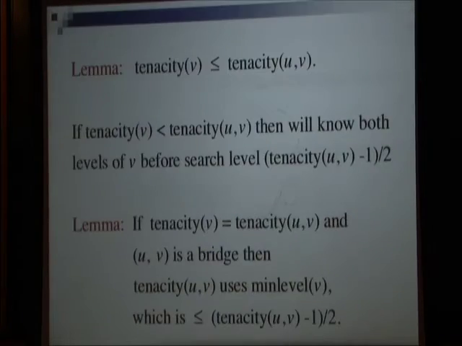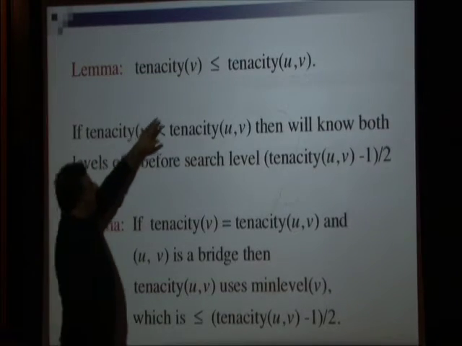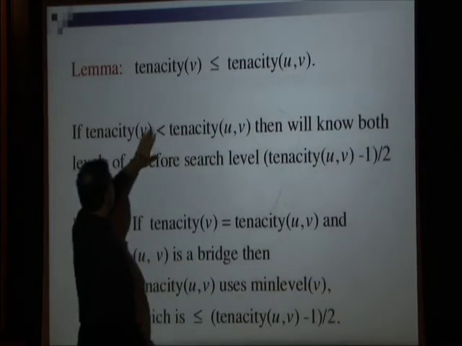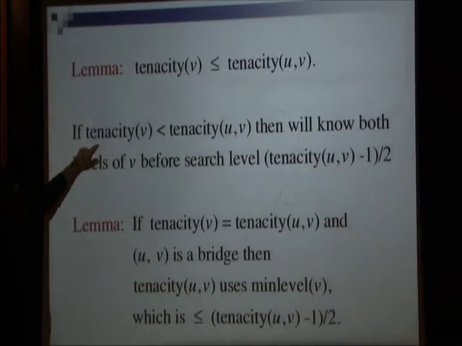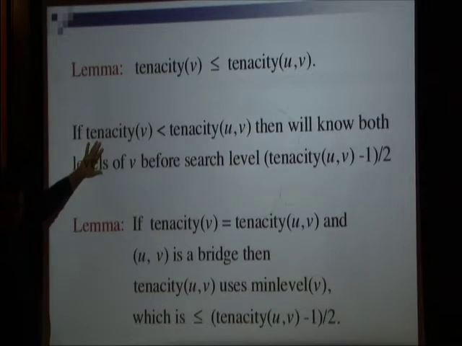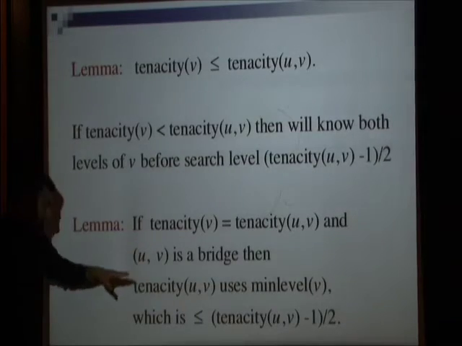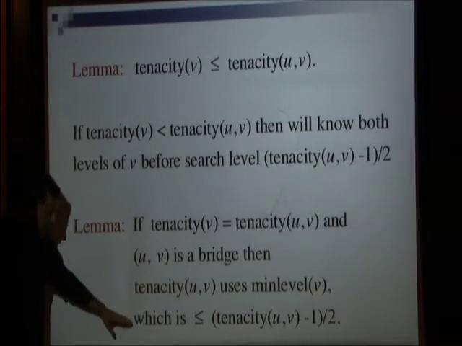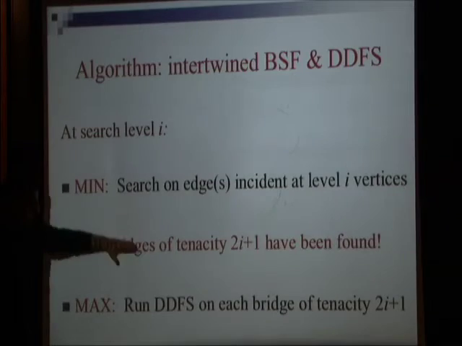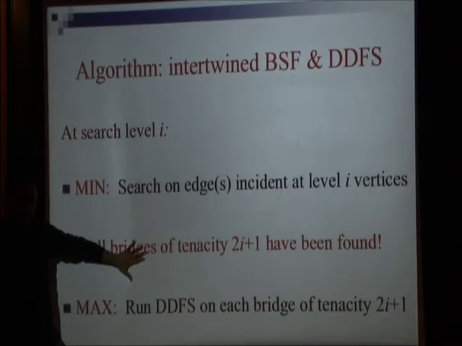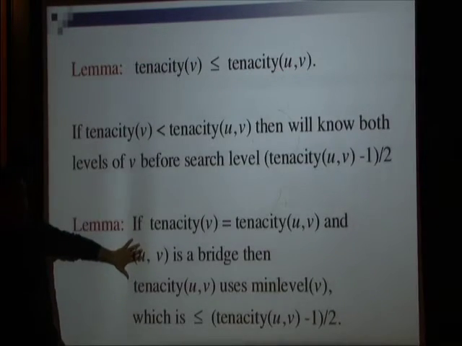Okay, and now Avi needs a proof, so here's the proof. So the point is that the tenacity of a vertex is always less than or equal to the tenacity of the edge incident at it. So if the tenacity is strictly smaller, then you know its max level and min level already. If it's equal, and if it's a bridge, then the bridge must use only the min level. So that also you would know, because by the time the min level would be found here, this bridge would be found by this time. When it's equal, it's always at the endpoints have the same tenacity.